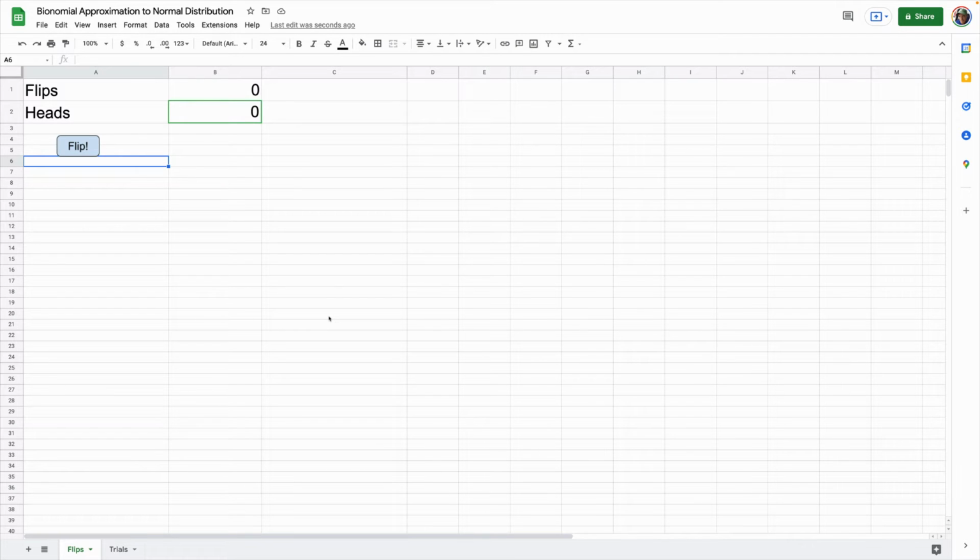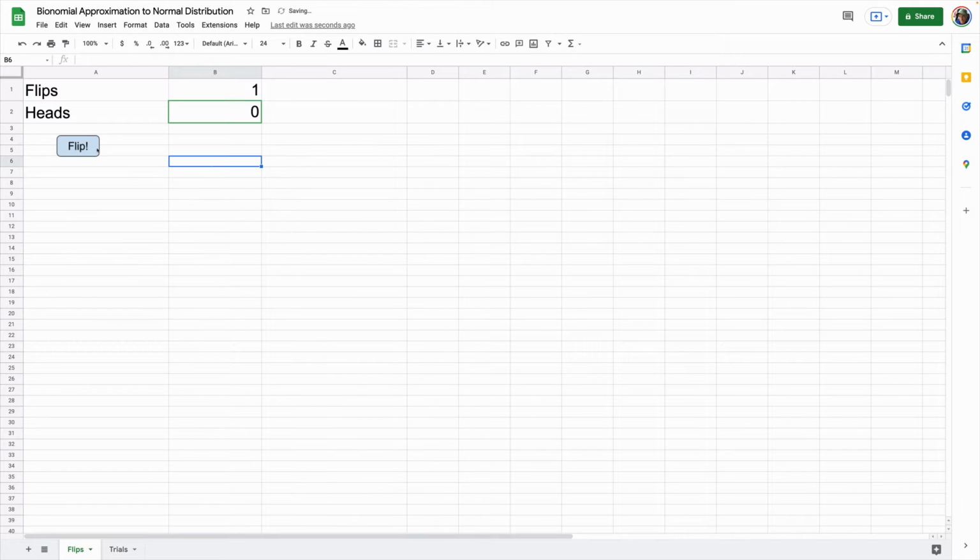Imagine I ask you to flip one coin and to tell me the outcome, or rather to tell me the number of heads that resulted from that flip. Obviously, you would have either a tail or a head, so the number of heads would be either 0 or 1. This sheet lets me model that situation, where I can tell it the number of flips I want and it'll count the number of heads.